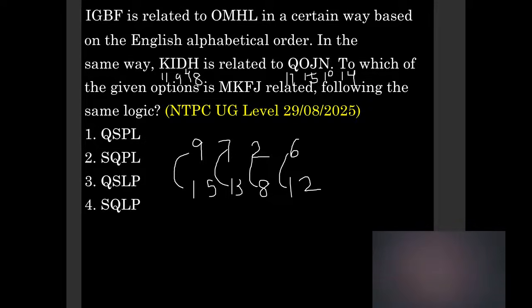So in the same way, if we check for the given question, M is 13. So 13 plus 6 means it is 19. 19 means S. So our answer's first letter is S. Next, K is 11. If we add 6 to that, it is 17. 17 is Q. So our answer's second alphabet is Q. Next, F is 6. If you add 6 to that, it becomes 12. So 12 is L.